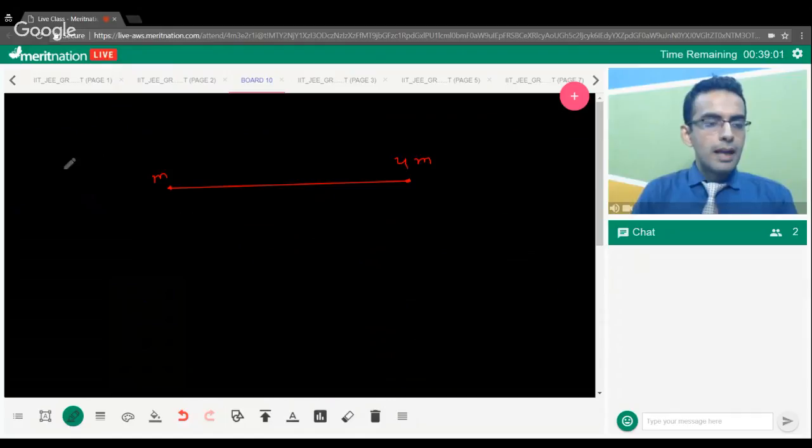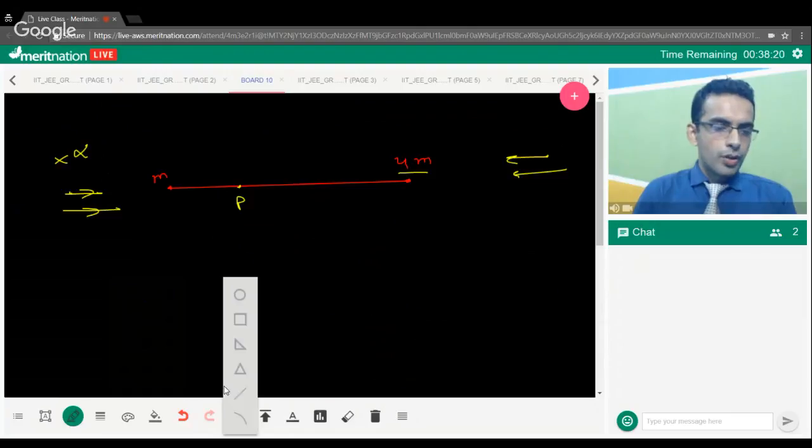If you want to calculate the gravitational field at a point lying towards the left of small m, then for small m it will be towards right, and for mass 4m again it will be towards right, so here it cannot be 0. Towards the right also, the gravitational fields will have the same direction, towards the left. That's why the point should lie between them. Let's say at point P, the gravitational field is 0.